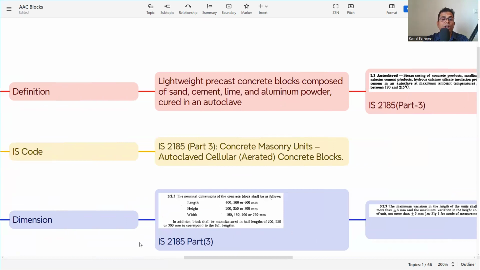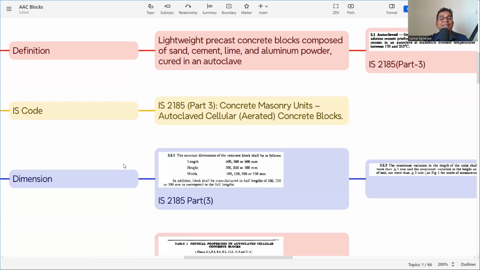Now, what will be the dimension of the block? The code has given the specified dimension in clause 3.2.1, that is, the nominal dimension. Length will be 400, 500, and 600. Height will be 200, 250, and 300. Width will be 100, 150, 200, and 250 mm. In addition, if required, blocks shall be manufactured in half lengths of 200, 250, and 300. So that means 400, 500, 600 is the standard length, but the half length also can be manufactured if it is required.